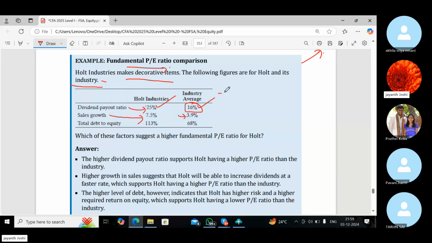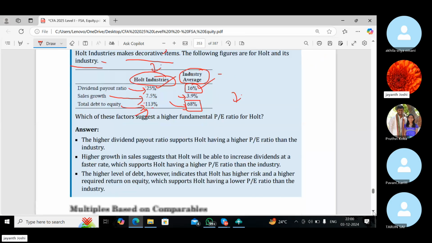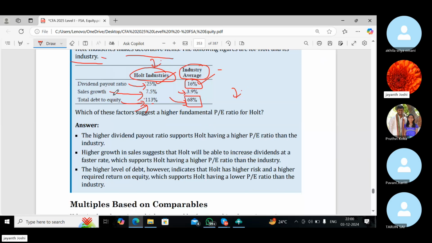Their debt to equity ratio is also very high. They are using very high debts, and the industry average is just 68%. That means in the entire industry that Halt Industries is a part of, the debt used is very little compared to the debt Halt Industries is using. So what are they asking us to see here? Which of these factors?